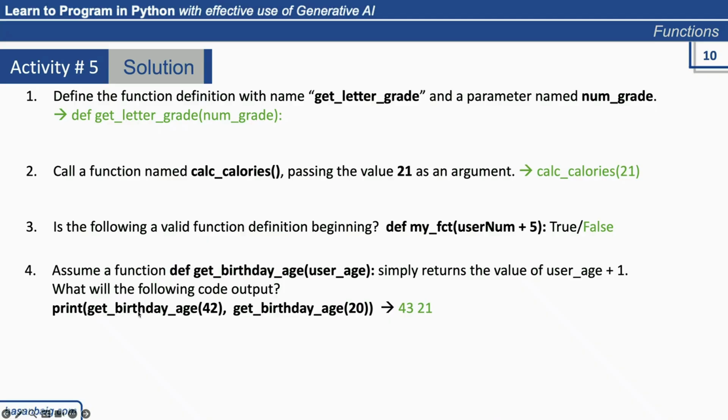When this function is called, it will execute this part of the code: it will increment the value user_age plus 1, and it will return. So it will return 43, and 43 will be placed here. Similarly, 21 will be placed here. Because of the print statement, it will output 43 and 21 on your screen without a comma. Okay, the comma is to separate the list of inputs here.